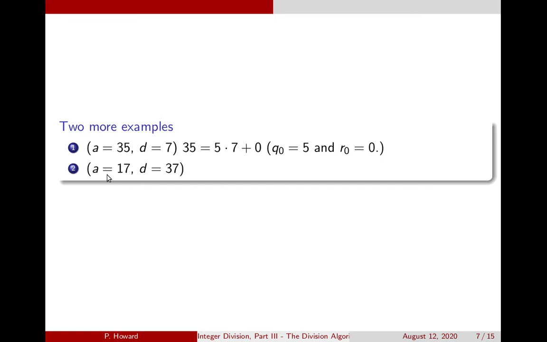Here's a second kind of thing that might happen. Here a is 17, and we're dividing by 37. We're dividing by something larger. So if you divide 17 by 37, you can't get any 37s out of 17. The quotient is 0, and the remainder is 17. So the remainder is in the right range, right? It's non-negative, and it's less than 37, the thing we were dividing by. So q0 is 0, and r0 is 17 in this case.